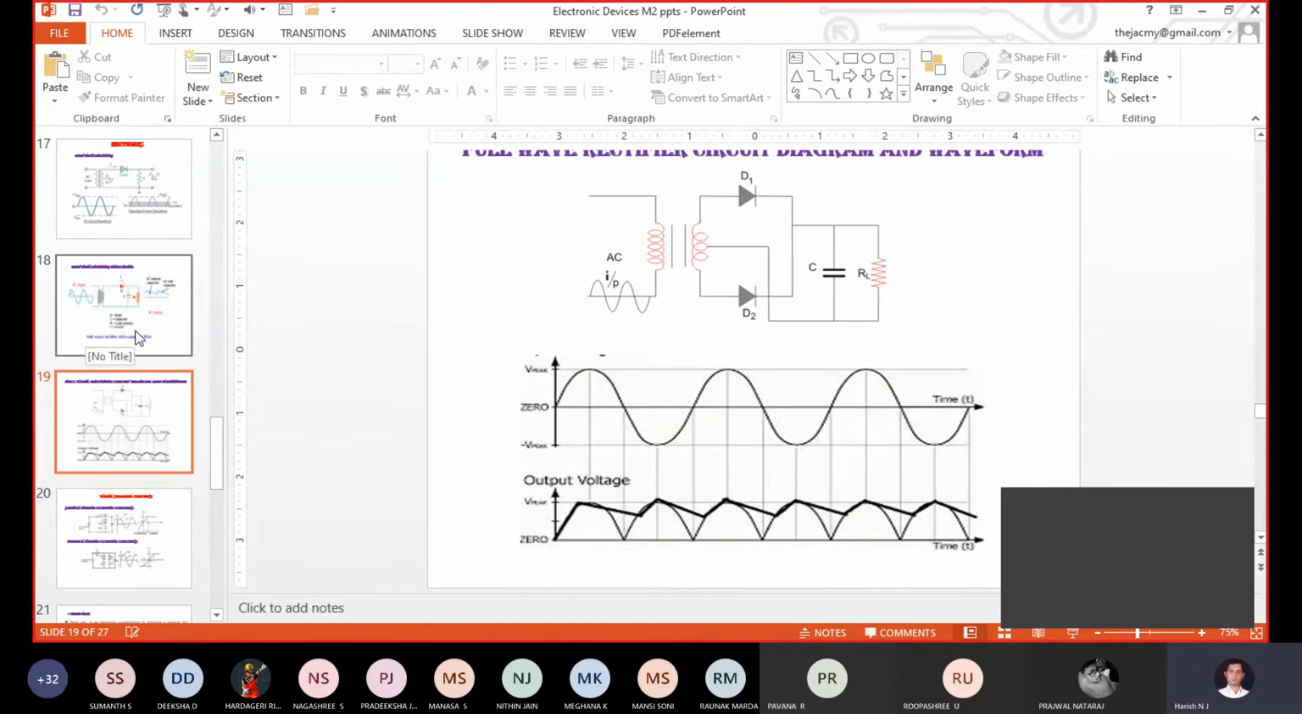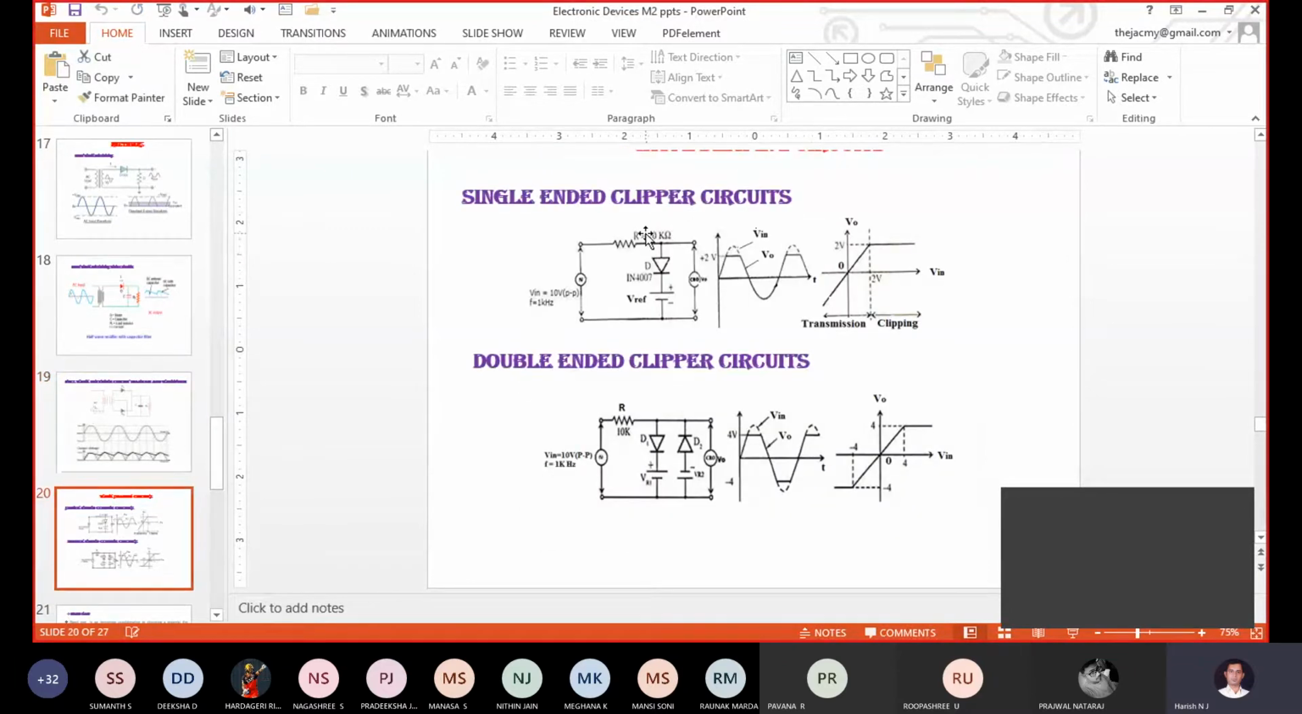Correct. But what is the specialty of this particular clipping circuit? It may be single ended or double ended, and there are two categories: series clipper and parallel clipper. Correct. So can anyone guess which circuit I have displayed in the PPT? Does this circuit belong to the series clipper category or the parallel clipper category? Series. Series or shunt?